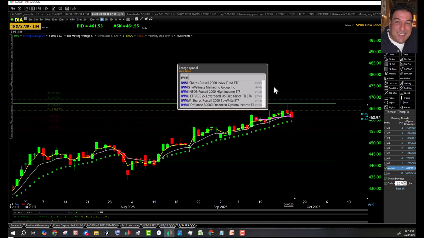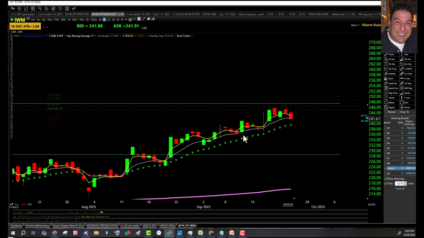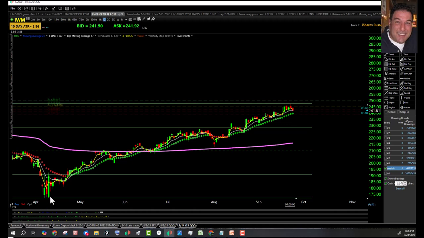Let's take a look at IWM. Same deal. Lower high, lower low, closing under a bullish trap over the rising 17. Again, still bullish, still in an uptrend right there. It's just a pullback in an uptrend right now. That's all we're experiencing. Nothing is broken yet. There's IWM, Diamond Dow. Let's take a look at our tech.